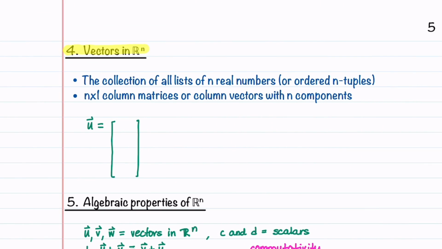Let's now talk about vectors in Rn. Vectors in Rn can be viewed as a collection of all lists of n real numbers, and we often call this ordered n-tuples. We'll write vectors in Rn as n by 1 column matrices, which are just column vectors with n components. Our u looks like this. It has components u1, u2, all the way down to un.